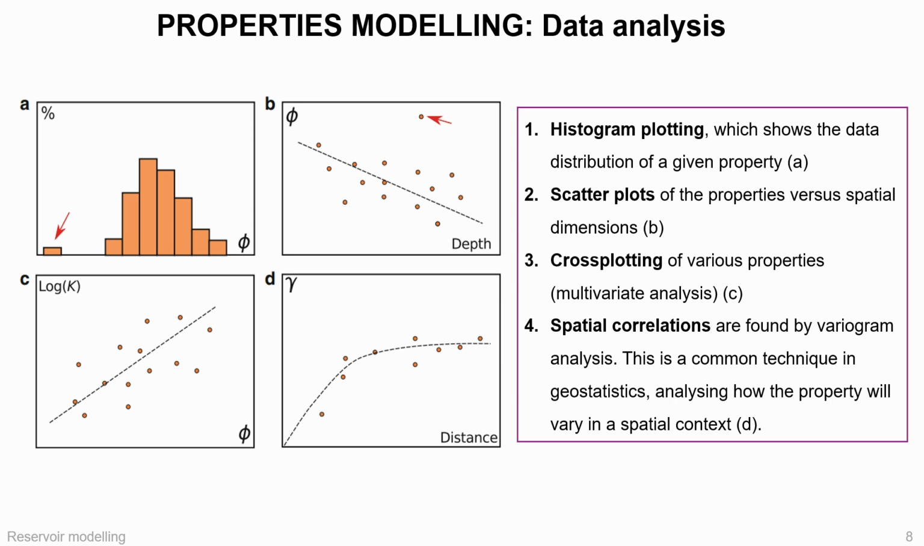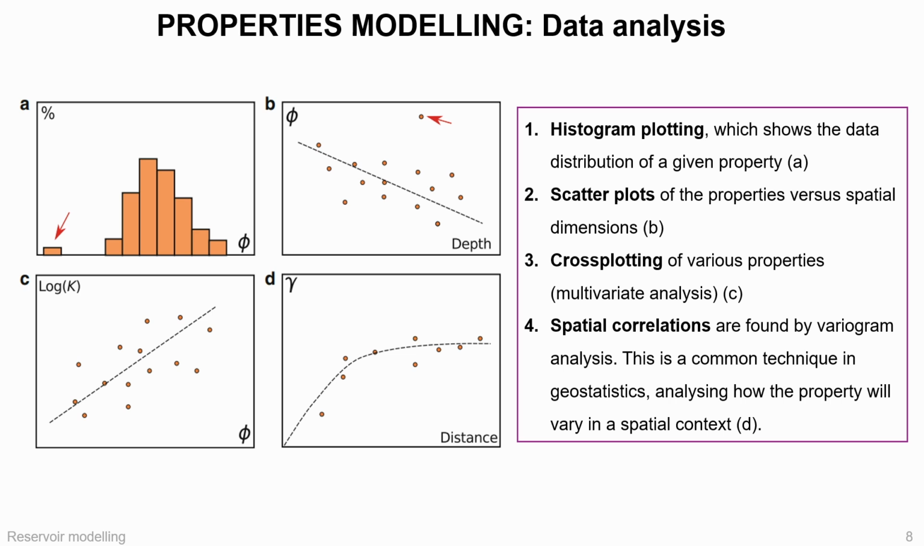This slide reminds you that modeling should not start before data analysis. We examine distributions using histograms, study trends with depth or location, use crossplots to see relationships like porosity versus permeability, and analyze spatial correlation using variograms. The purpose is to ensure the model reproduces realistic statistics and geology-based trends.